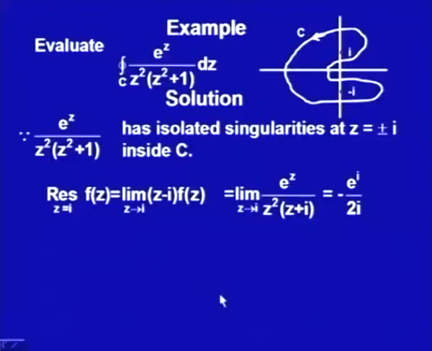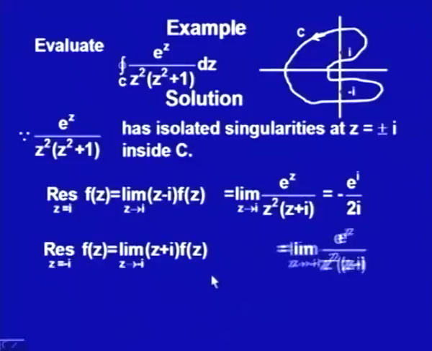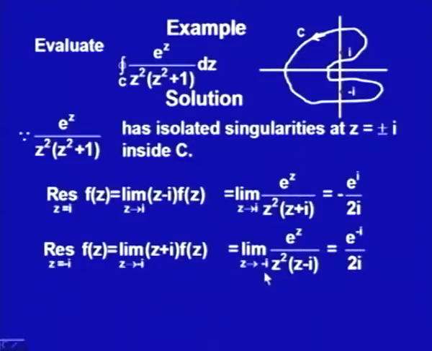Then we have to find the residue at z is equal to minus I also. Again by the same definition, it should be limit as z approaches minus I, z plus I into f z. Now, if I multiply this z plus I with this function, what I would get is e to the power z upon z square into z minus I. So, we have to evaluate the limit as z approaches minus I of e to the power z upon z square into z minus I. That simply says evaluate this function at z is equal to minus I.